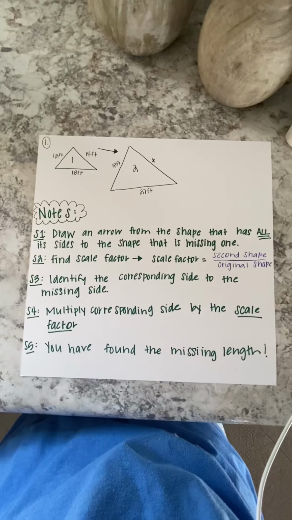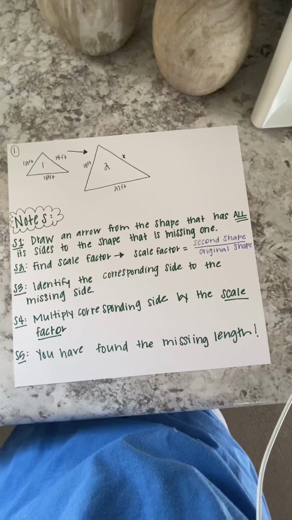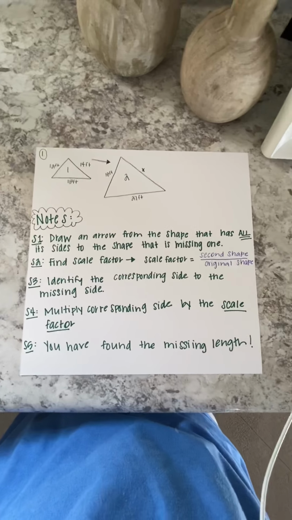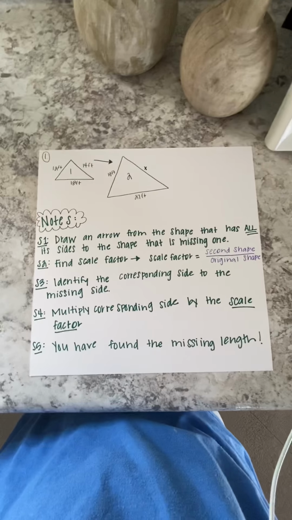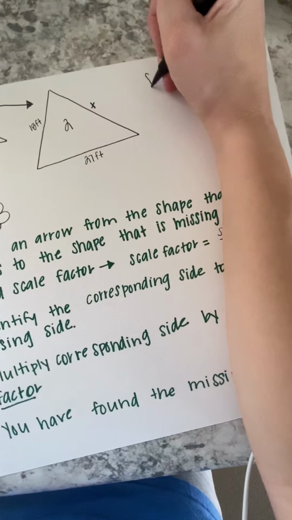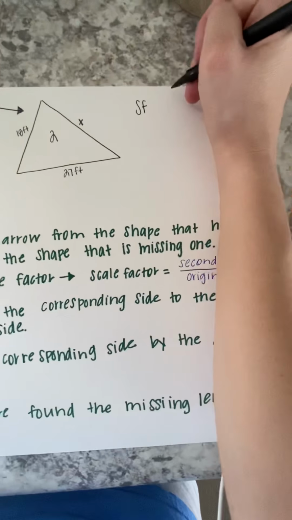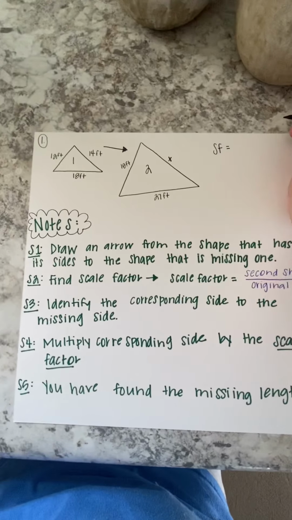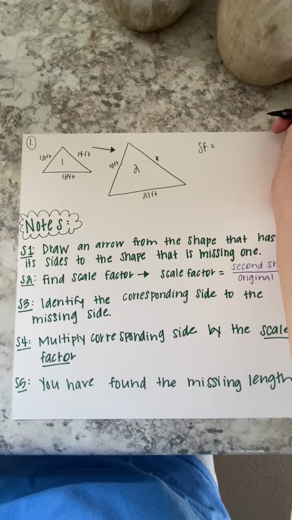First thing you're going to do is find the scale factor. You've done a beautiful job finding scale factor. All you do is you put the second shape on top and the original on the bottom, simplify, and that gives you the scale factor. So we're going to find the scale factor, and instead of writing scale factor each time, I'm just going to put SF for scale factor. And I'm going to choose the same sides just like you did.